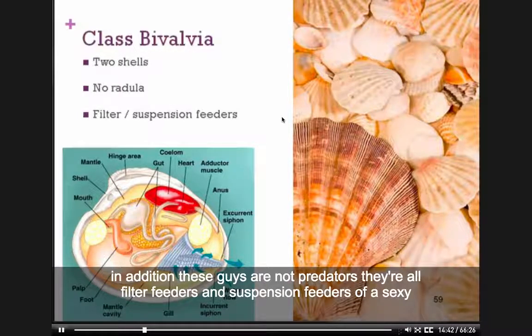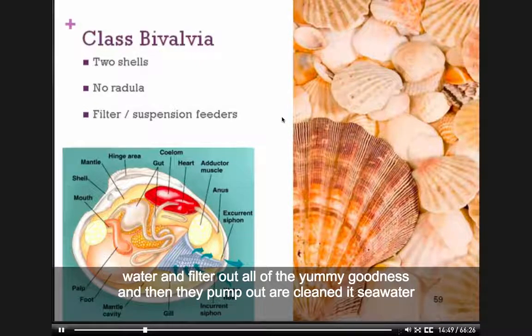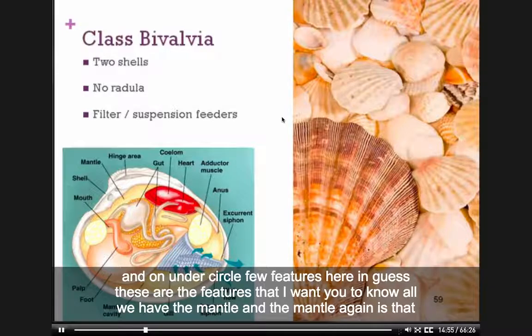In addition, these guys are not predators. They are all filter feeders and suspension feeders. So they suck seawater in, filter out all of the yummy goodness, and then they pump out cleaned seawater. And I'm going to circle a few features here, and yes, these are the features that I want you to know.